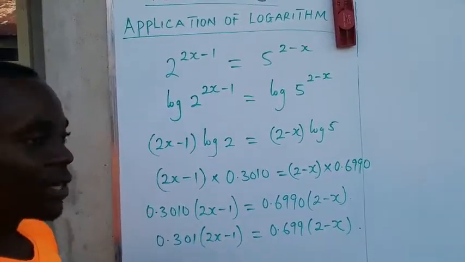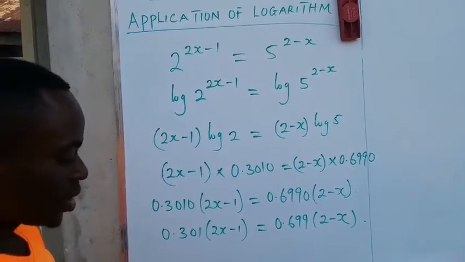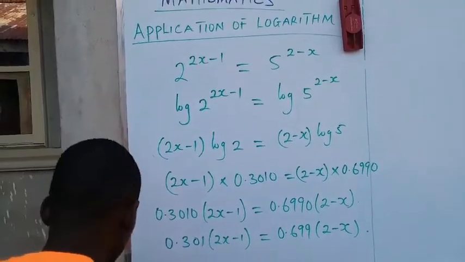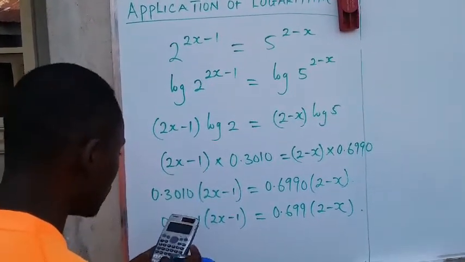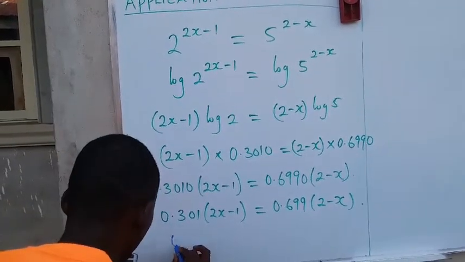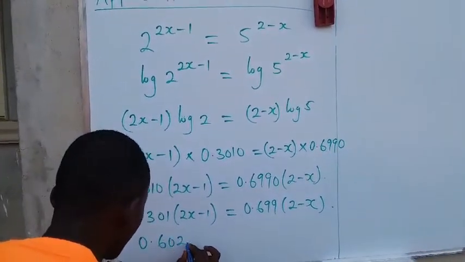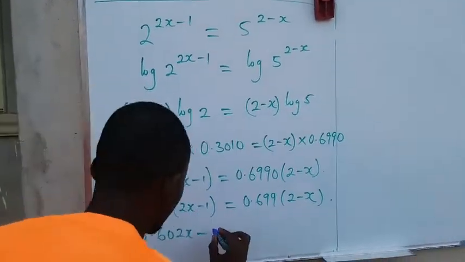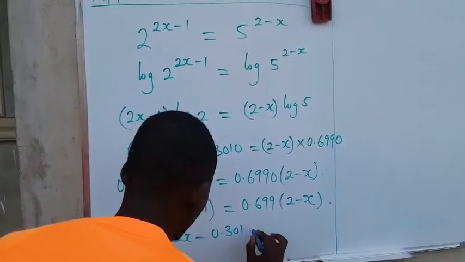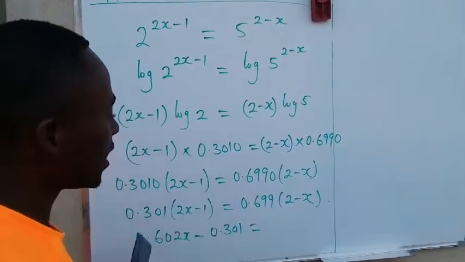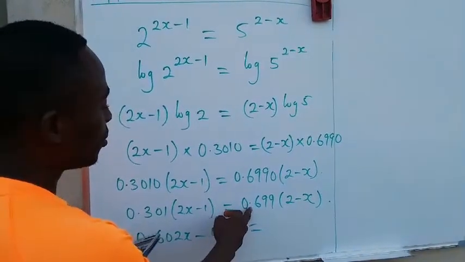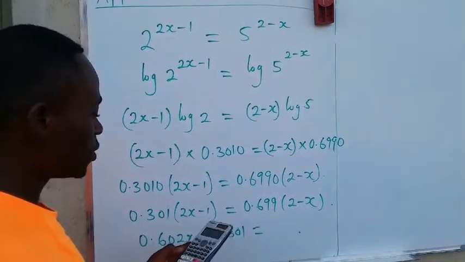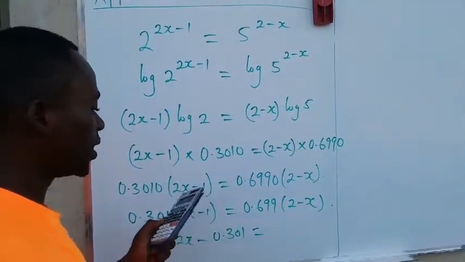So 0.301 multiplied by 2x, punch our calculator, 0.301 multiplied by 2 is going to give us 0.602x minus 0.301 multiplied by minus 1 is going to give us 0.301, which is equal to, on the right hand side we do the same thing, we have 0.699 multiplied by 2. 0.699 multiplied by 2 gives us 1.398.